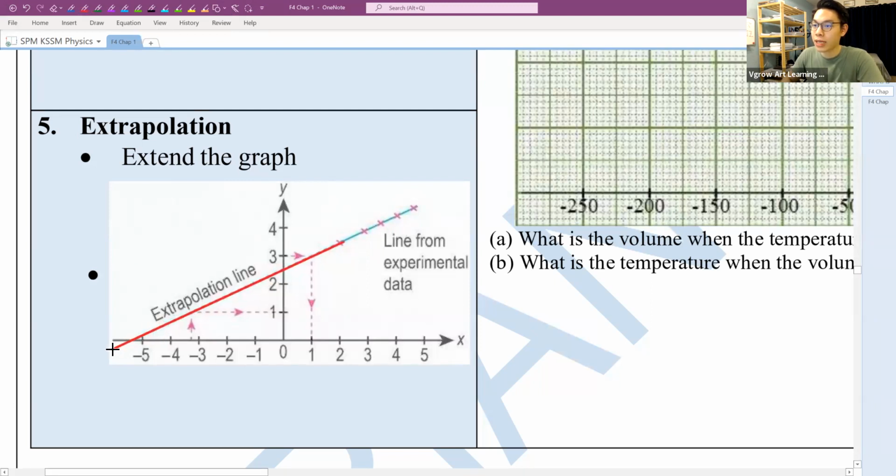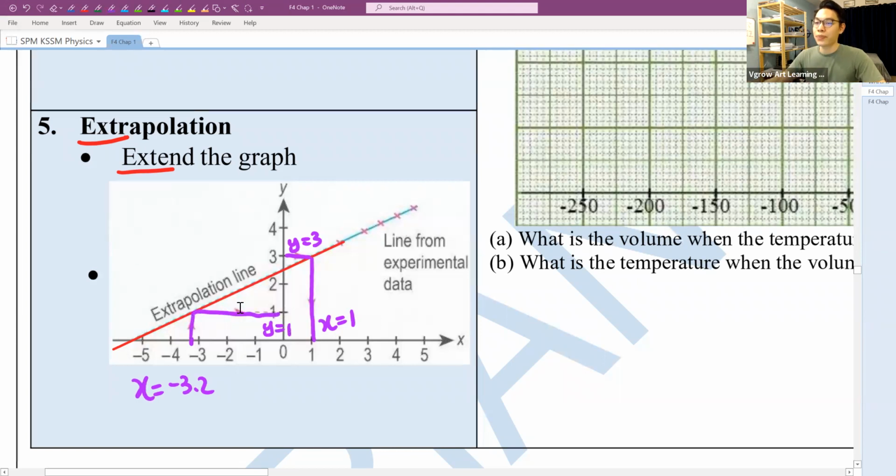Okay, extend this graph, make it longer a bit. So extrapolation means extend the graph. Okay, after you extend the graph already, you can read more values already. Now you can say if y equals 3, then maybe I can read the x value equals 1. Or maybe if x equals 3, maybe this is negative 3.2, y value is equals to 1, for example.